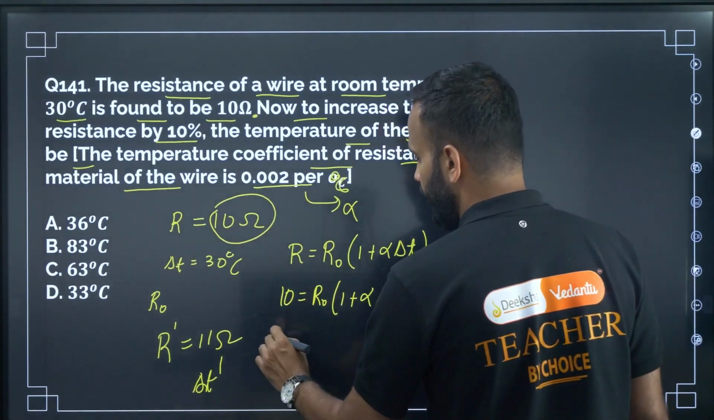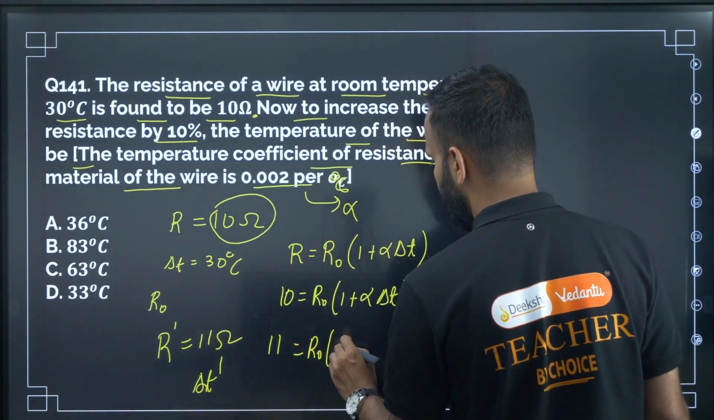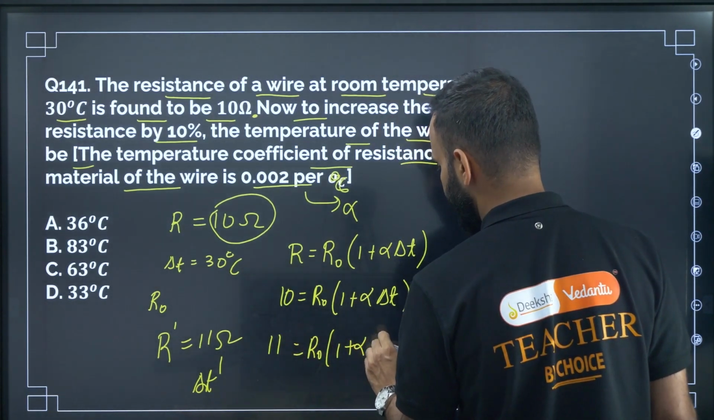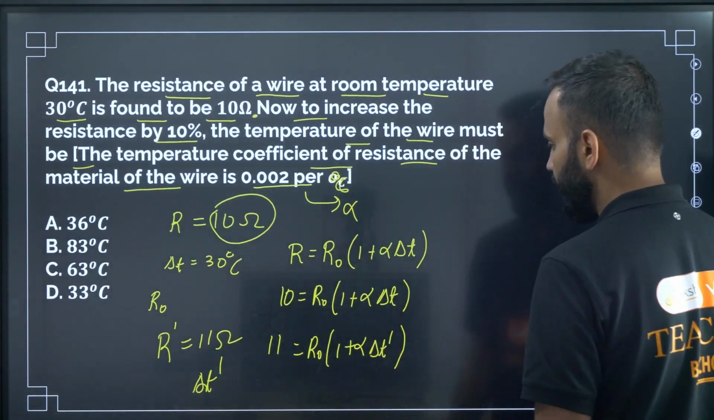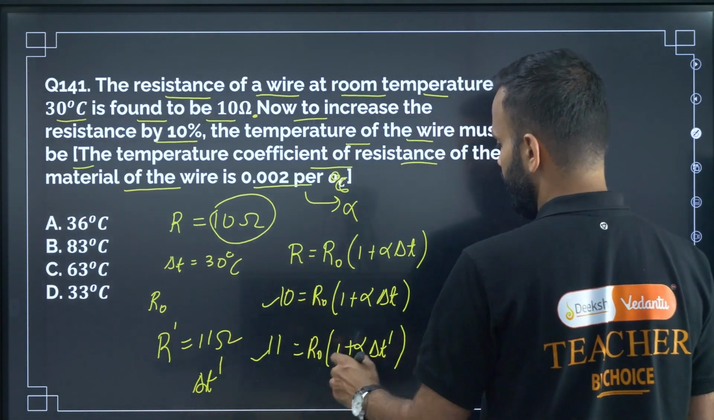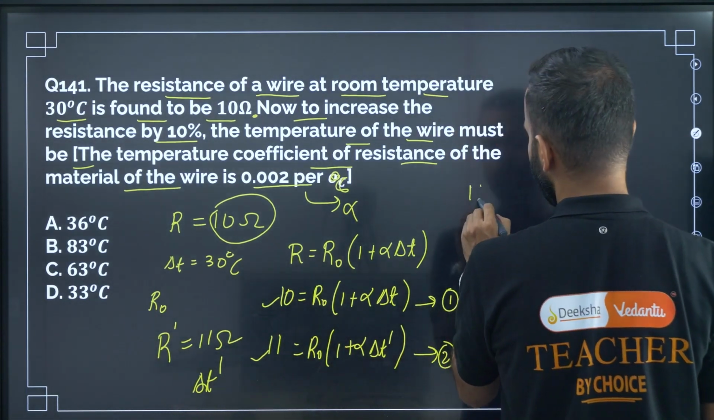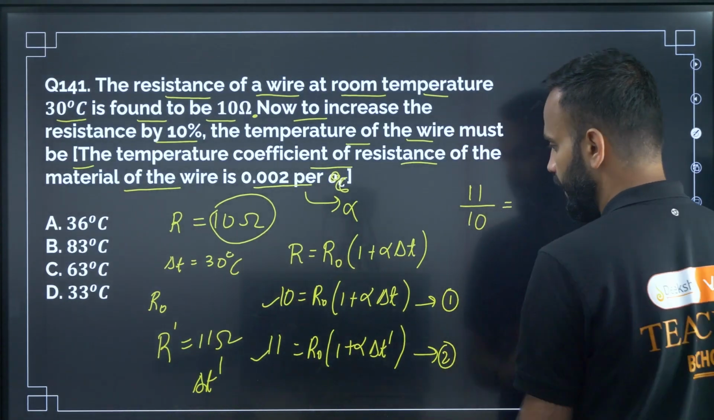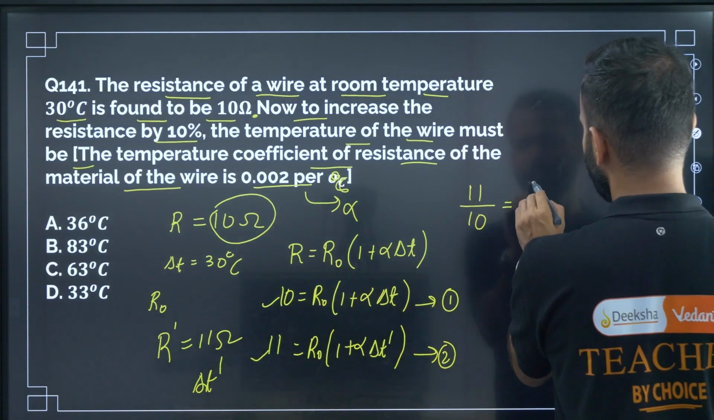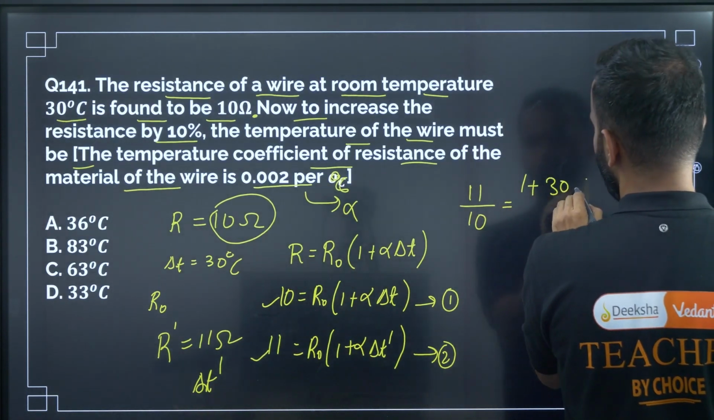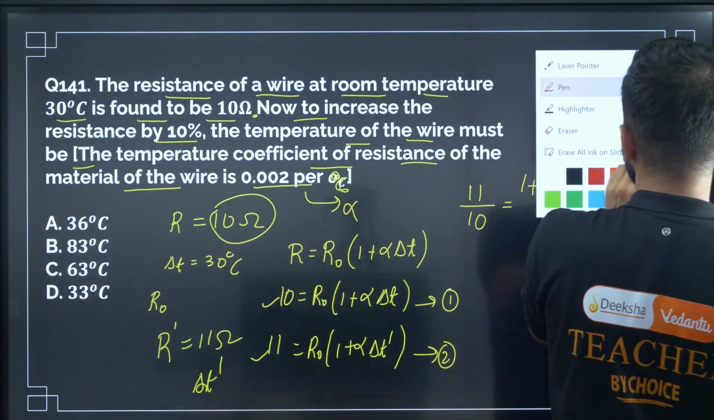Next, 11 ohm is equal to R naught into 1 plus alpha into delta T dash, right? Delta T is 30. So now take the ratio, or divide the second equation by the first equation. So 11 divided by 10 is equal to, here R naught will get cancelled, 1 plus alpha into delta T dash divided by 1 plus 30 alpha.